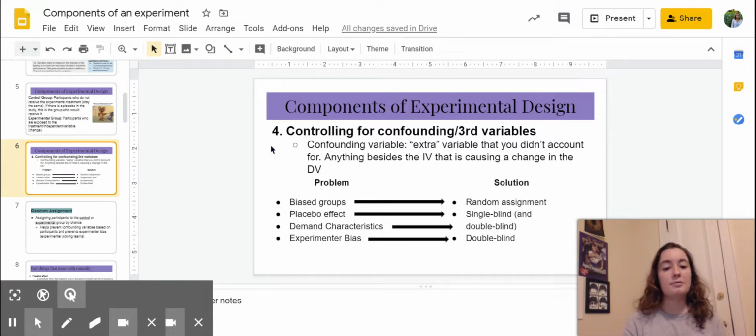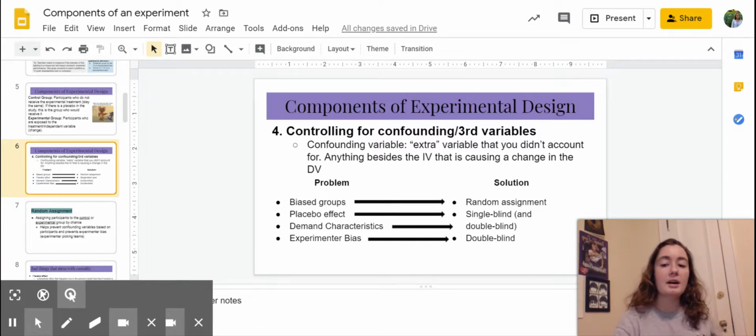But there are a lot of procedures in place that good psychologists and experimenters use to make sure that these confounding and third variables are not coming in and ruining your experiment. Because if you do have confounding variables, then you can't prove causation, because there could be something else that's resulting in the dependent variable changing.